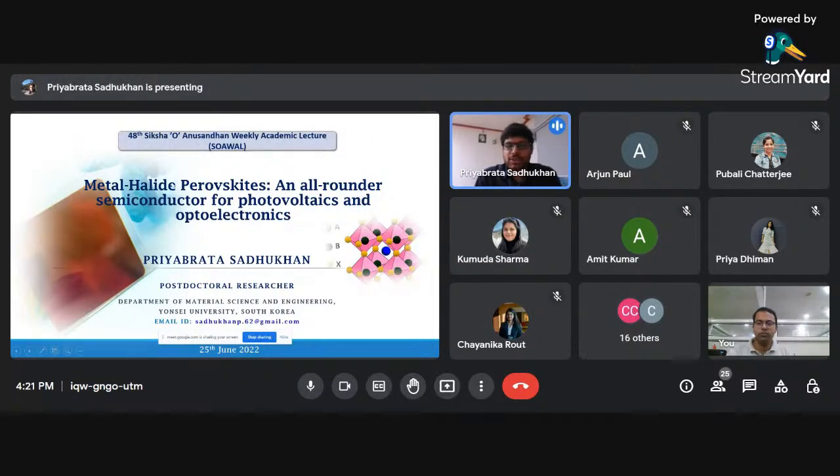And today, the topic of this talk will be metal-halide perovskites and all around the semiconductor for photovoltaics and optoelectronics. In my PhD and my postdocs also, right now I am working on metal-halide perovskites. Initially, I worked on solar cells. Right now, I am working on LEDs.